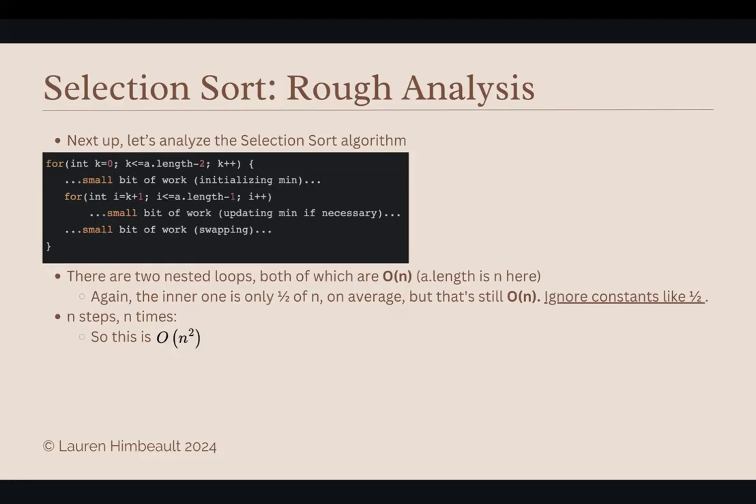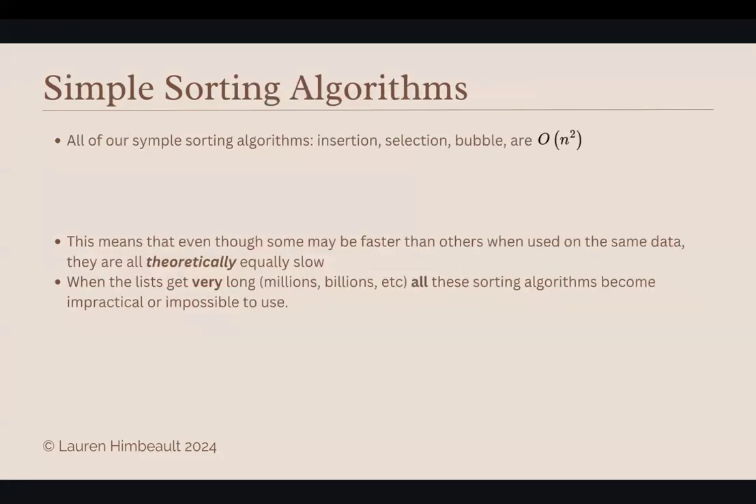This grows at the same rate as insertion sort. This is n squared. So all of our simple, spelled weird there, all of our simple sorting algorithms, insertion sort, selection sort, we didn't actually cover bubble sort, but that's another one. These are all O of n squared algorithms.